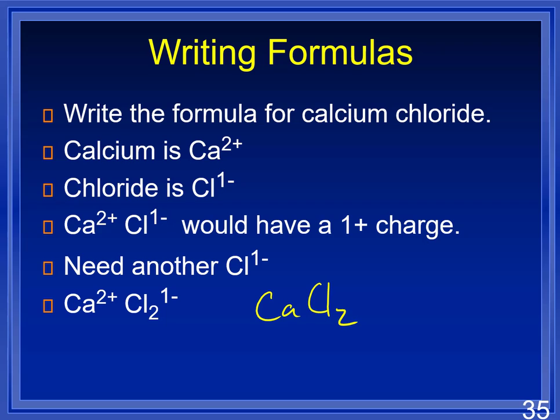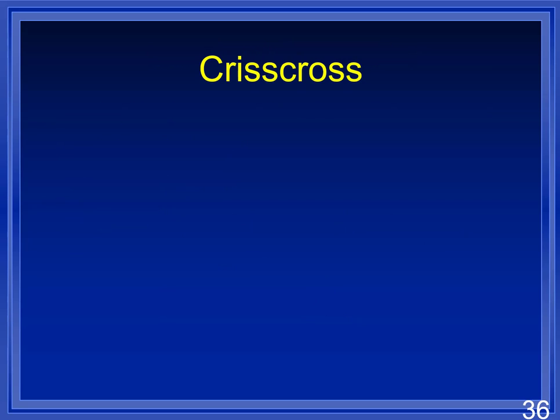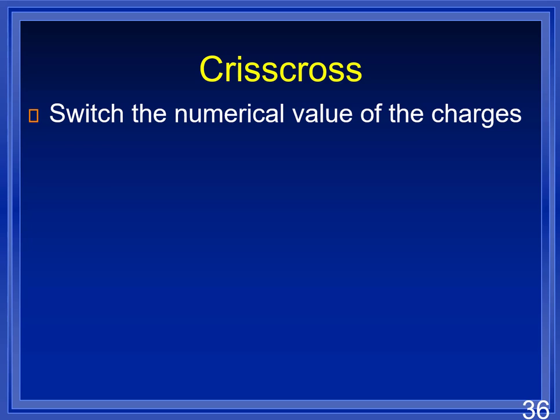Here it was easy to figure out there had to be 2 chlorines because the math was easy enough to do in my head. When it gets a little bit more complex, we have a shortcut. You just switch the numerical value of the charges. So if I had Ba2+ and N3-, this is me asking you to write the formula for barium nitride.